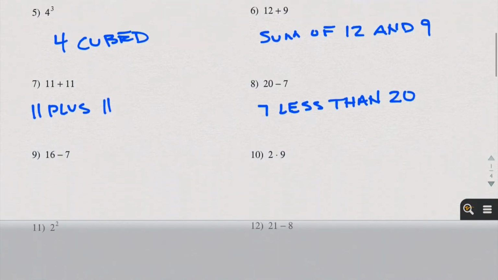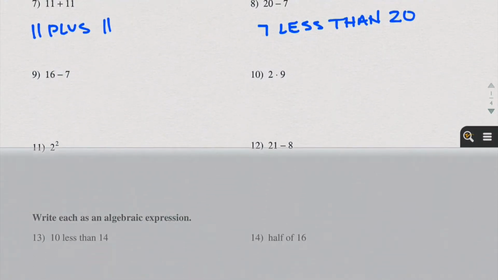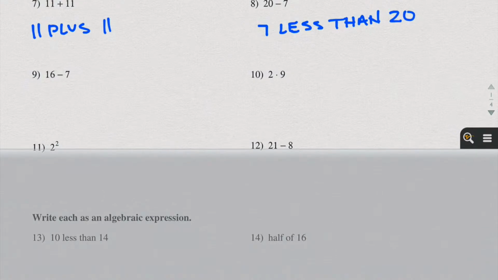Okay, number 9. Let's write this one as the difference of 16 and 7. I'm just going to put DIFF. That's the difference of 16 and 7.